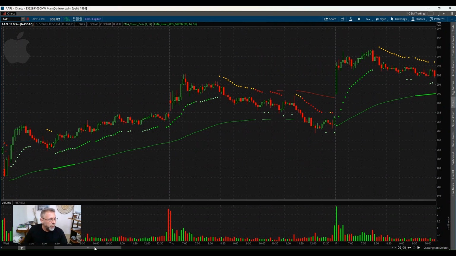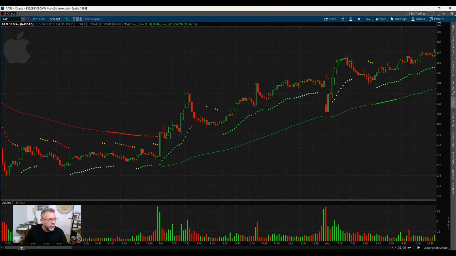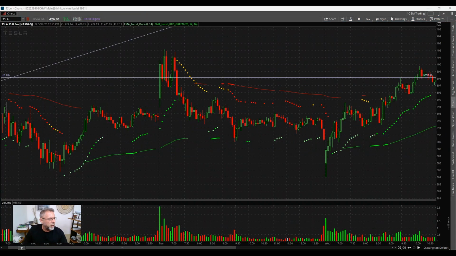But again, these green dots keep you on the right side. The green dots and the red dots, again, here you've got some yellow dots, but you're still above this green line, so I wouldn't take that trade. Turned out to be right. It's right more than it's wrong. It is remarkable. Let's look at Tesla.